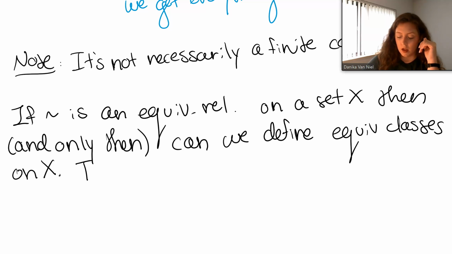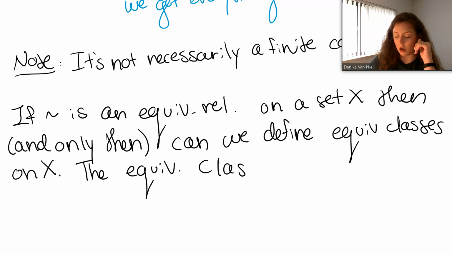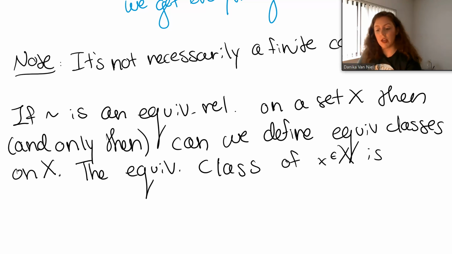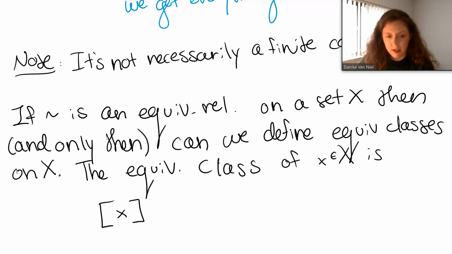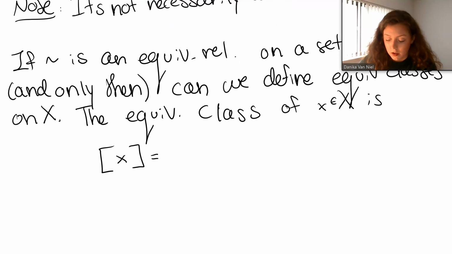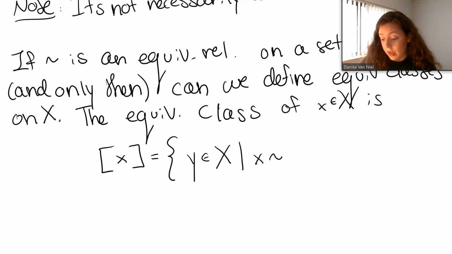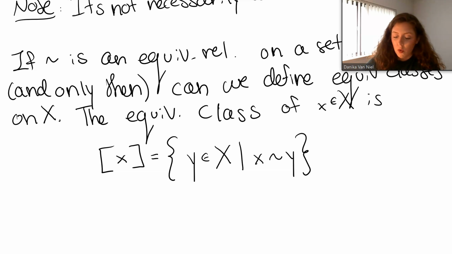The equivalence class of an element little x in our set X, and here's how we denote it, we put brackets around x, and that's it. But what does this define? It's going to define a set of all the elements y in our set X such that x twiddles y.